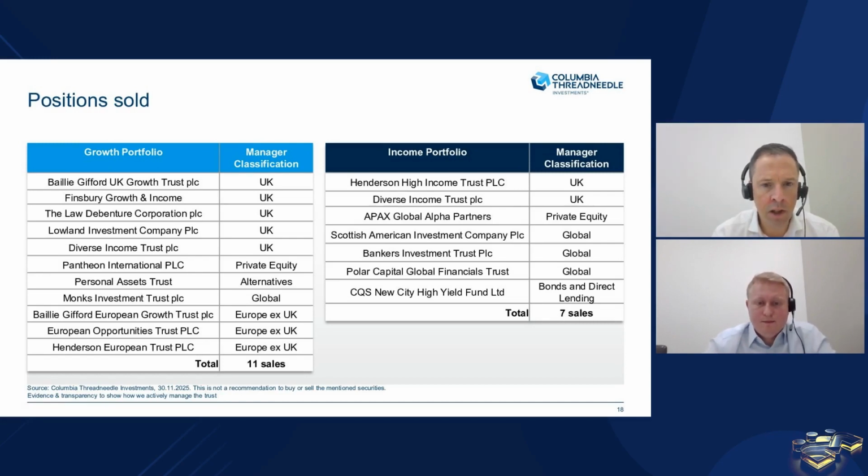So it doesn't necessarily reflect badly on the trusts that you see in these columns. For example, we sold Lowland and Lord Debenture from the growth portfolio, but they remain very much part of the income portfolio. We think they're more appropriate for the income portfolio than they are for the growth.